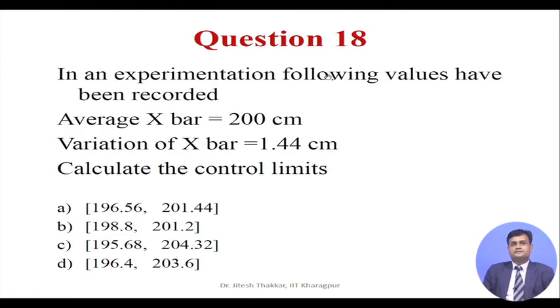Question 18. In an experimentation, following values have been recorded. Average X bar is equal to 200 centimeter, variation of X bar is equal to 1.44 centimeter, and calculate the control limits. A.